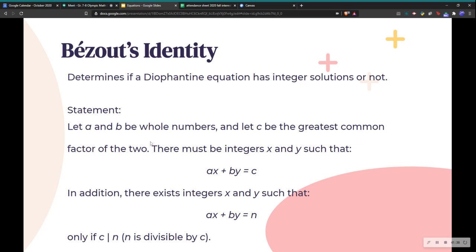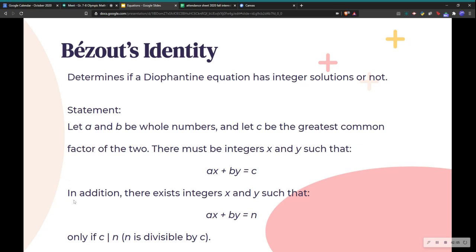And so one statement that the identity makes is that there must be integers x and y. These are variables, but they have to be integers. They can't be decimals or fractions. There must be integers x and y such that ax plus by is equal to c. So that's one statement of the identity.